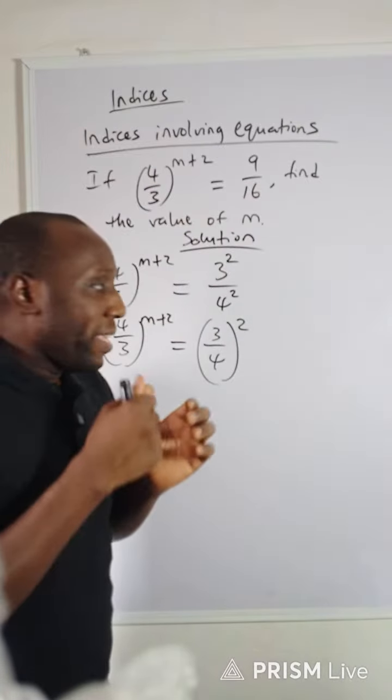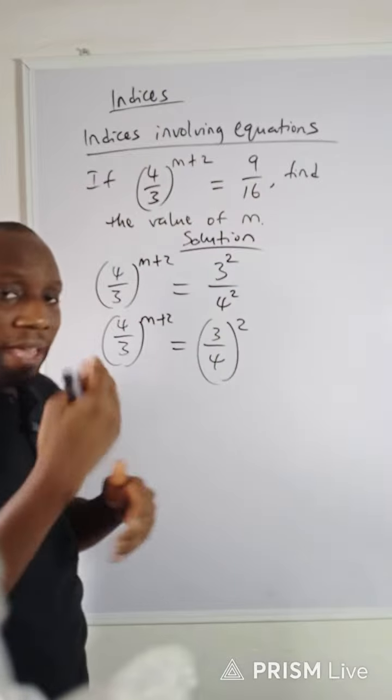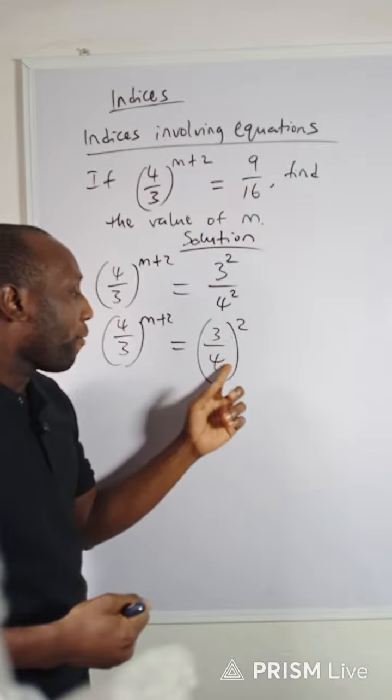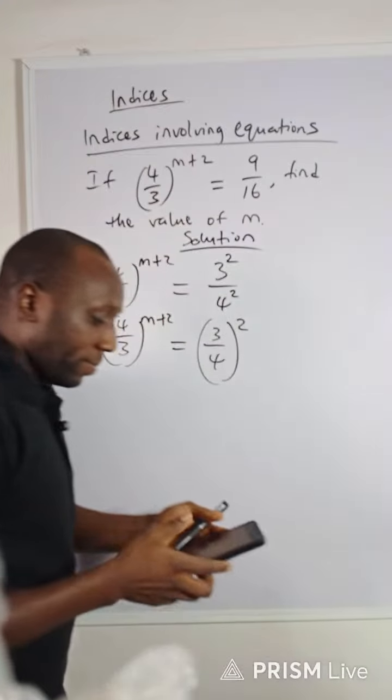So I want somebody to tell me in the comment what I can do to make 3 over 4 appear as 4 over 3. Who knows it? If you know it, please type it in the comment.